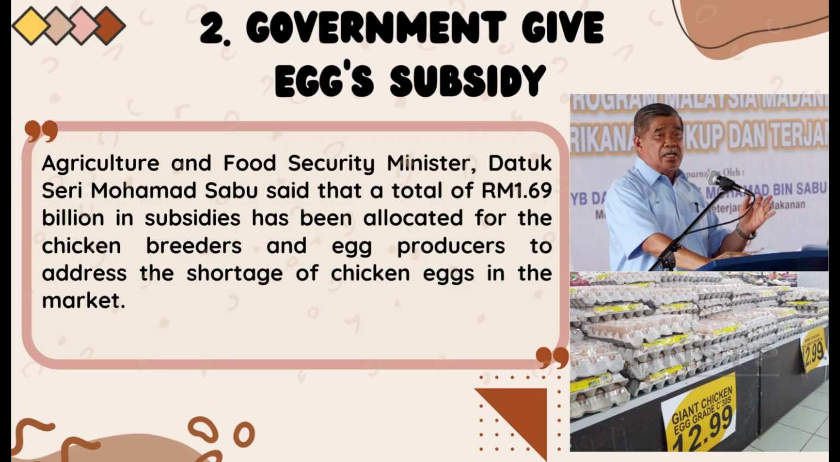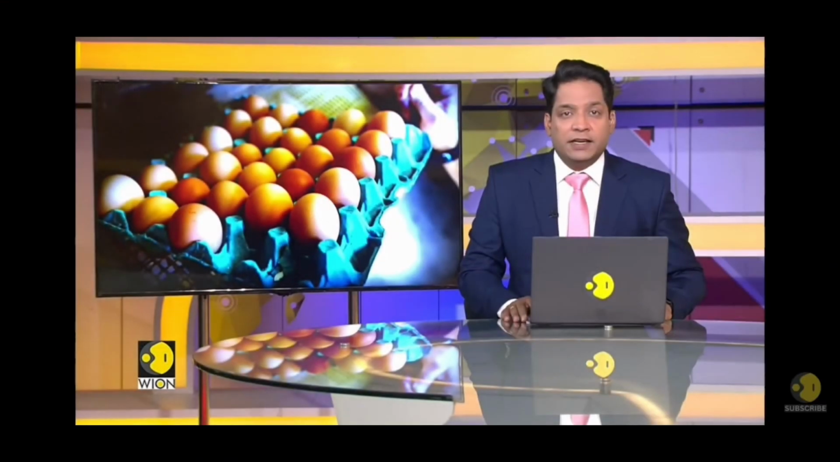The second is that the government gives a subsidy. Agriculture and Food Security Minister Datuk Seri Mohamad Sabu said that a total of RM1.69 billion in subsidy has been allocated for chicken breeders and egg producers to address the shortage of chicken eggs in the market.